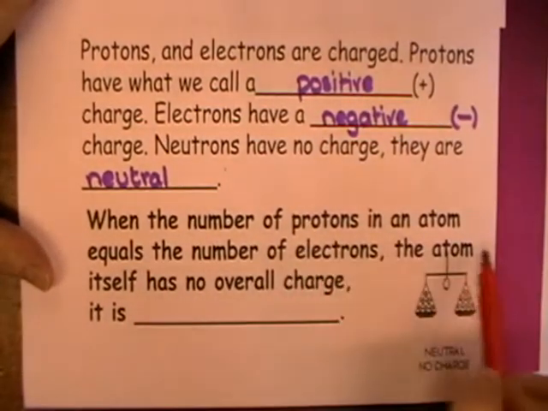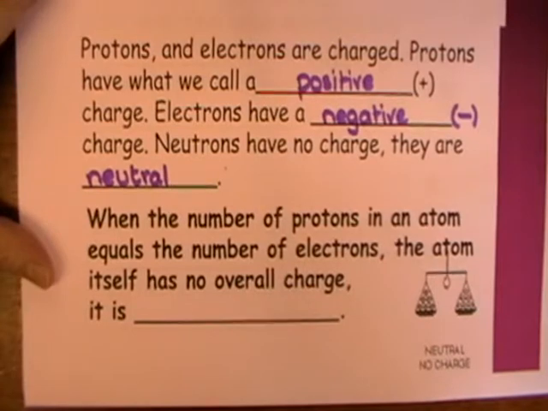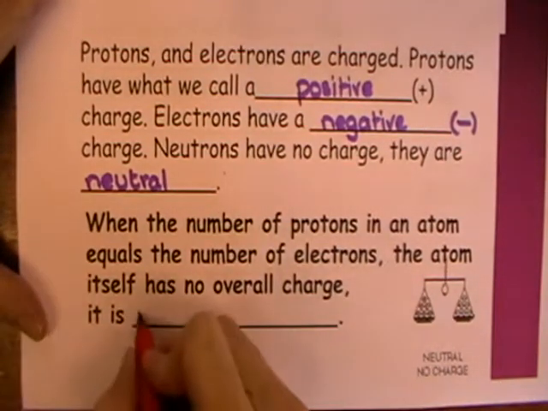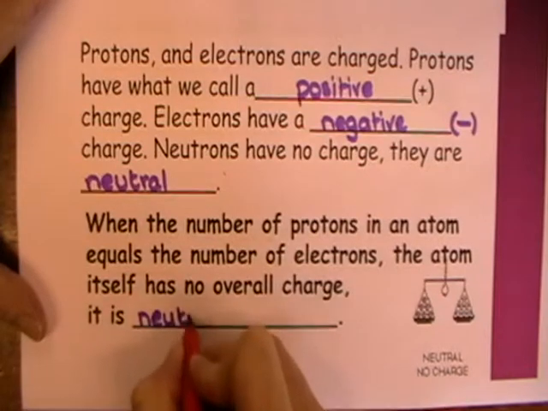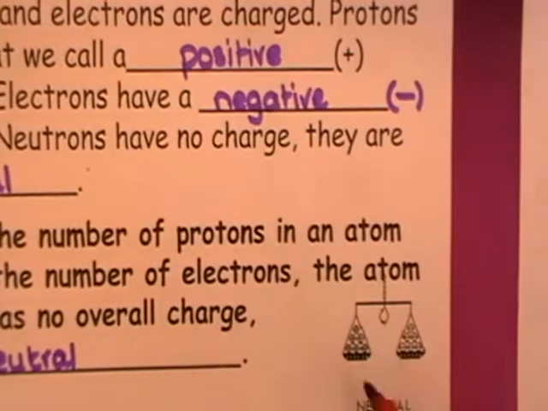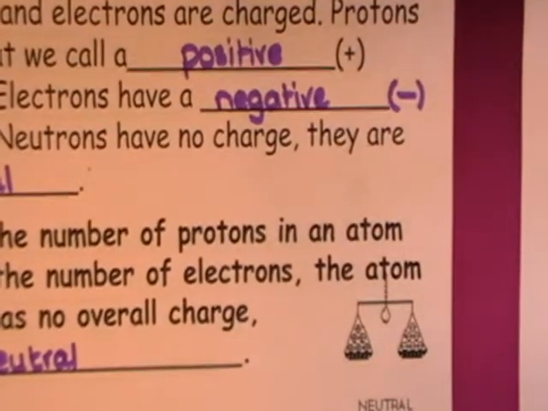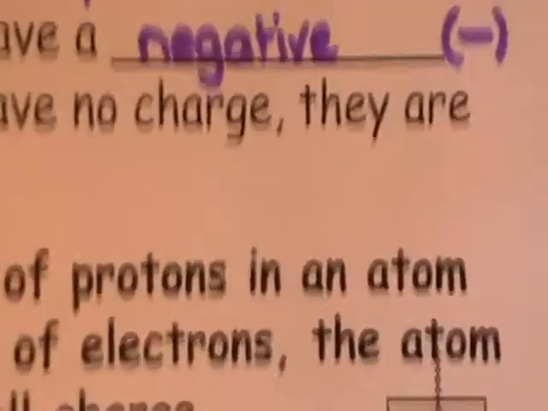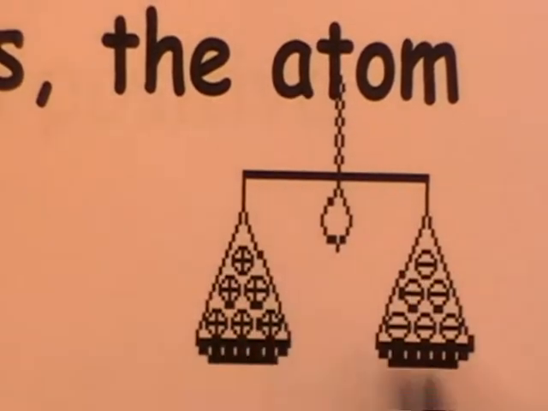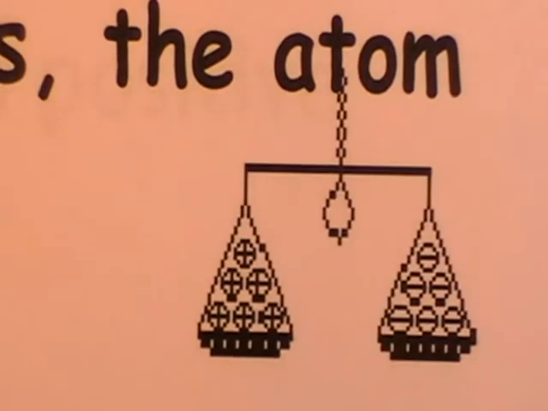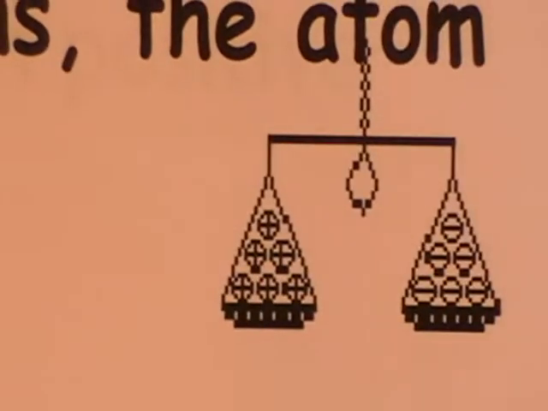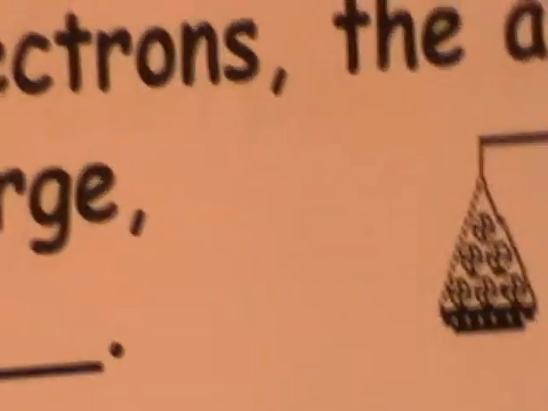So when the number of protons in an atom equals the number of electrons, the atom itself has no overall charge. It is neutral. And you can see the wee scales at the side here. Again, I suppose a kind of analogy, where you've got equal numbers of positive and negative charges. I'll just scan in a wee bit to see it. So in this diagram you've got 9 positives, 9 negatives, and they balance each other out. So that wee set of scales is neutral and balanced.